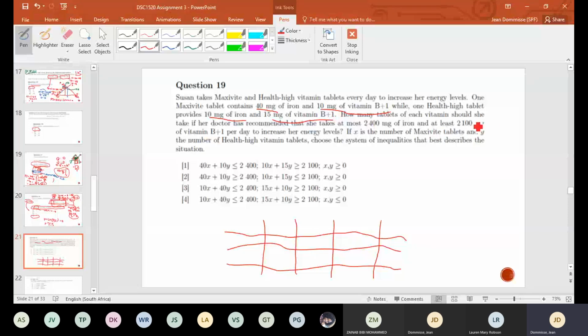How many tablets of each vitamin should she take if her doctor has recommended that she take at most 240 grams of iron and at least 2,100 micrograms of vitamin B1? Okay, and they tell us X is the number of Maxivite, and Y is the number of Health High.